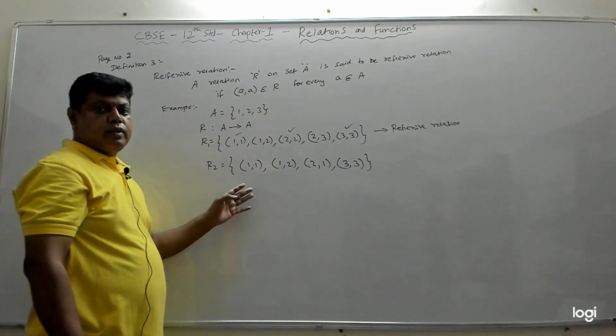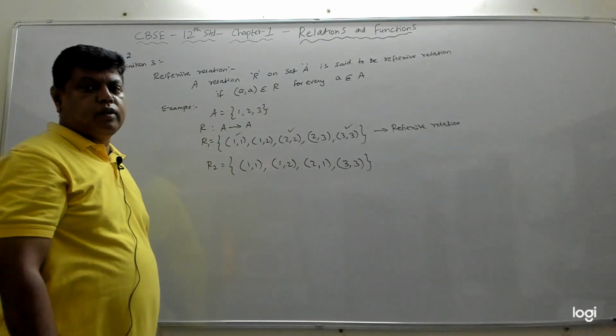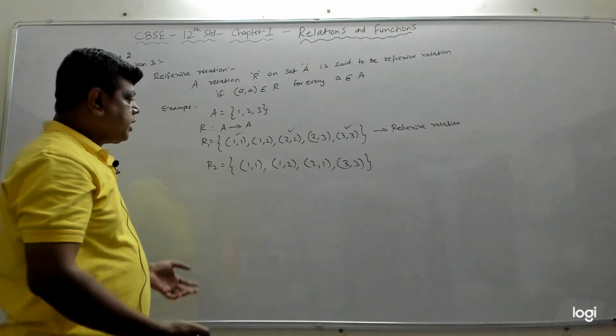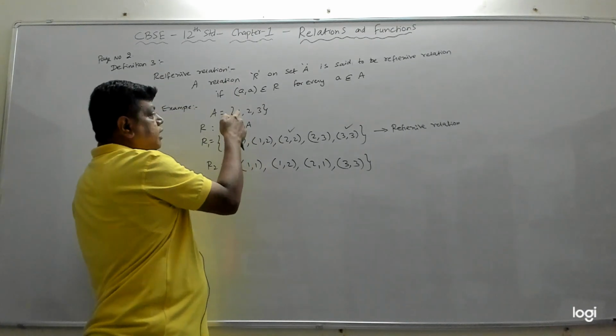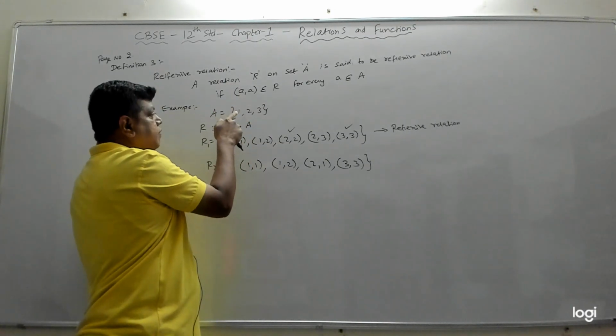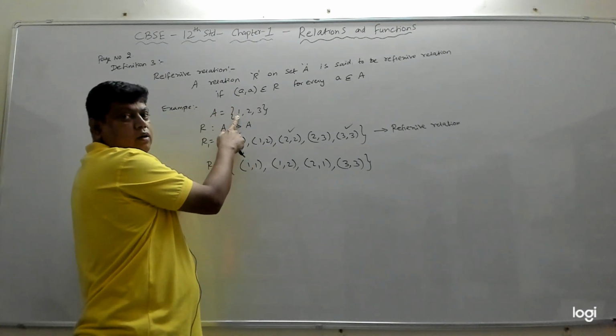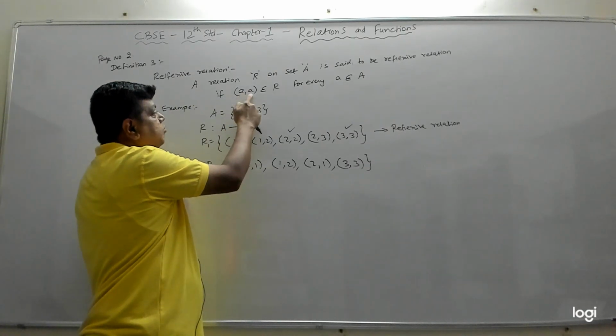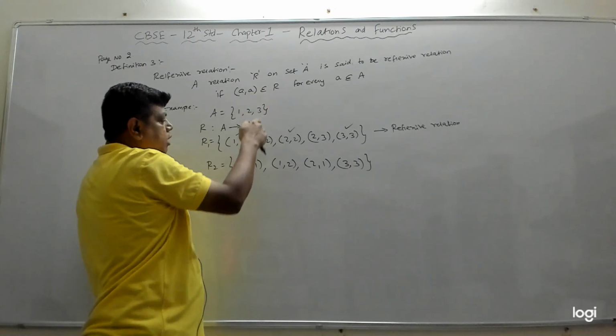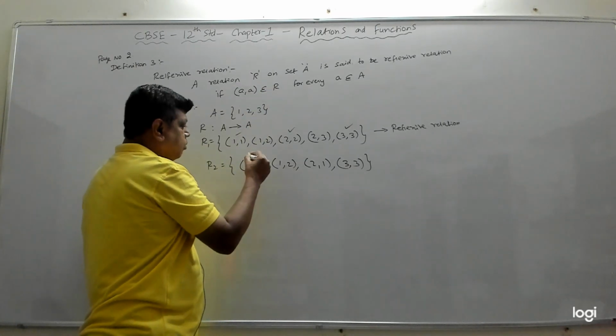Now the question is, is it a reflexive relation? For that, again we need to check whether for every a in A, the element is related to itself. Which means I will take the first element 1 from A. Then I have to check (1, 1). Does (1, 1) belong to R? Yes, it is there.